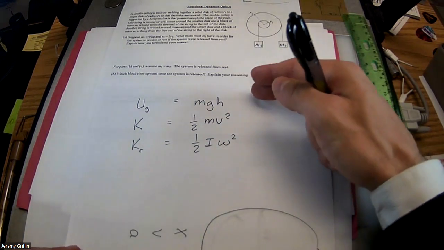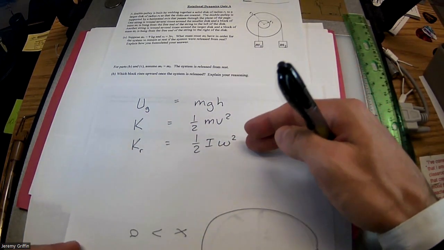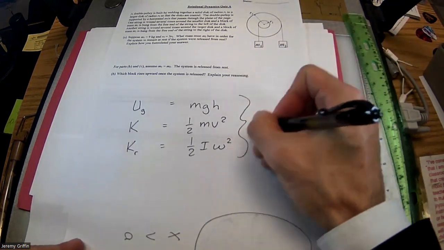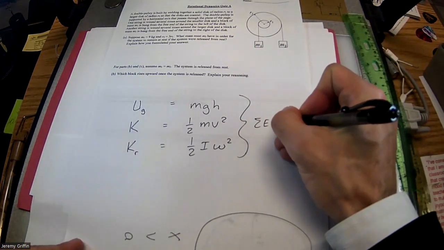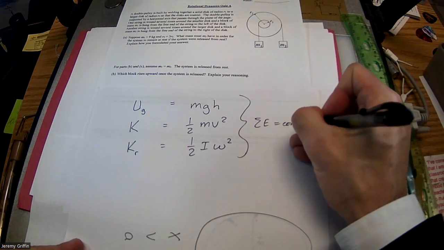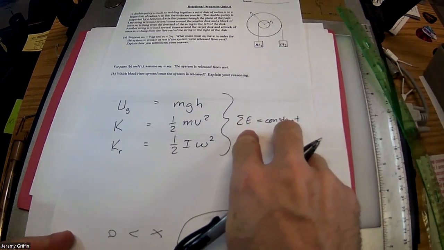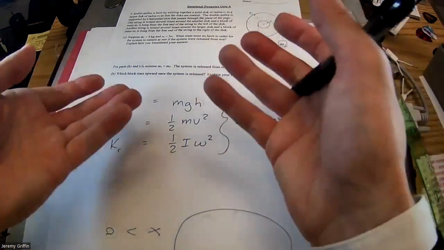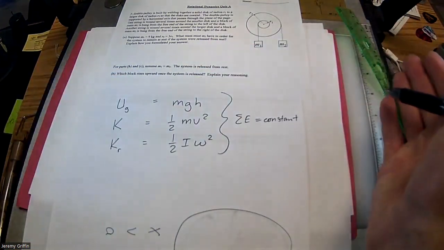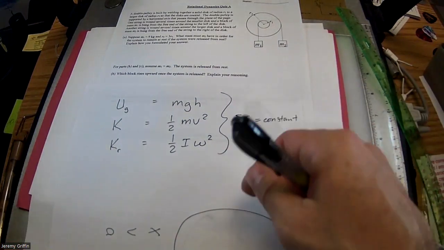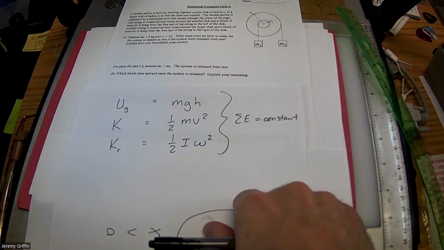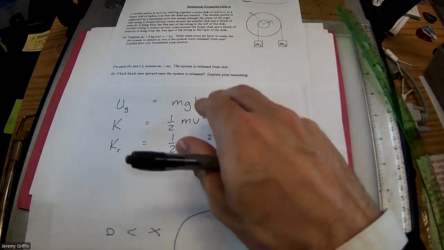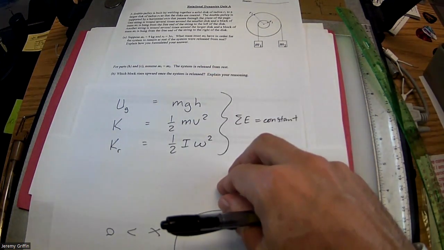So if you combine all 3 of these, they have to stay constant. So the sum of energy is constant. Now, if the sum of the energy is constant and the system is accelerating, so you release it from rest, and it starts moving, and then it moves faster, faster, faster. Which of these forms of energy are picking up energy? Increasing.